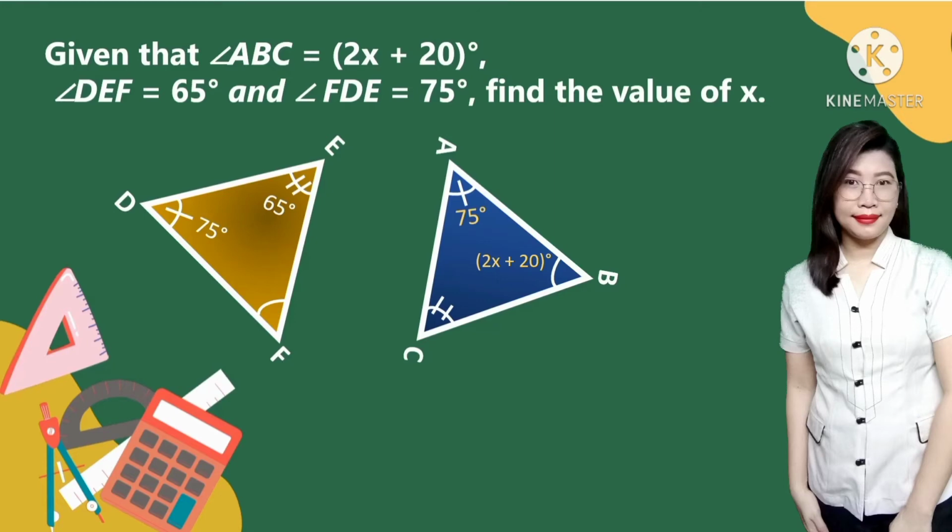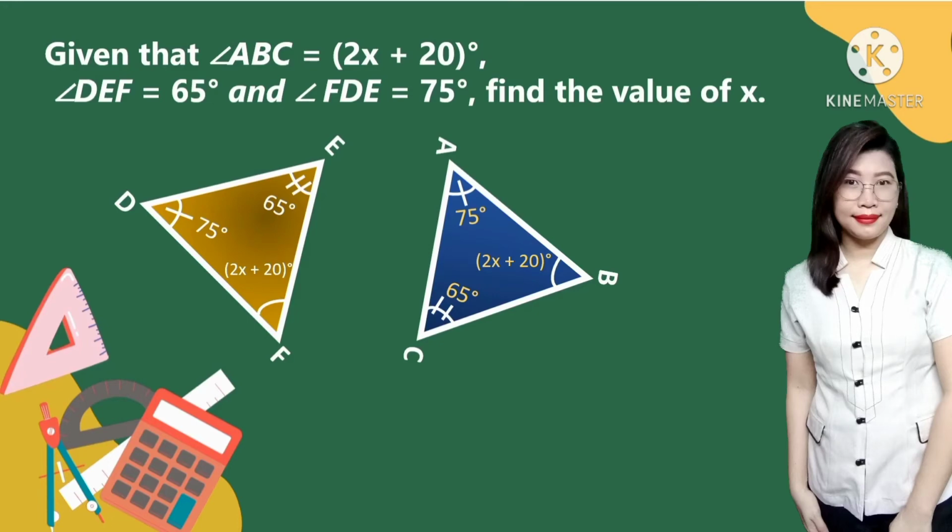Next one, angle E is the corresponding angle of angle C, so that is 65 degrees. And lastly, angle B is the corresponding angle of angle F. Therefore, they have the same measurement, the quantity of 2x plus 20 degrees.